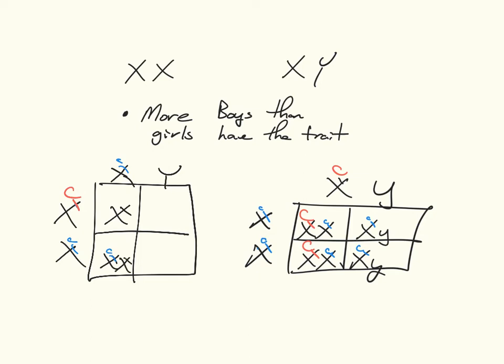What are the odds that the girls are going to have it? Anybody? I feel like Ferris Bueller's teacher right now. What are the odds that this mating is going to produce a female with the disease? A female. What percentage of the females have the disease? Let me rephrase it that way.